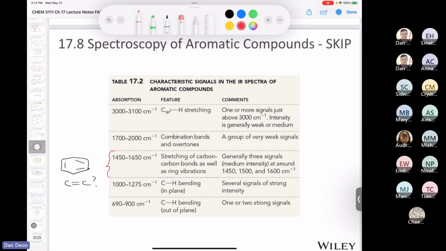Normally it's between, I would say 1675, or sorry, 1600 and 1475. Here they're saying 1450 to 1650, close enough. And it's generally 2 or 3 signals with medium intensity: 1450, 1500, and 1600. That's usually what you see in an aromatic compound. And then, of course, we have the overtones, which are like 1667 to 2000. And then you have the sp2 hybridized carbon-hydrogen stretching, which is usually around 3100 reciprocal centimeters. So that's just a little review on that.